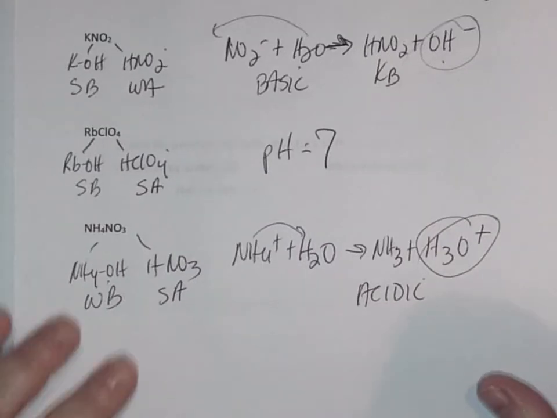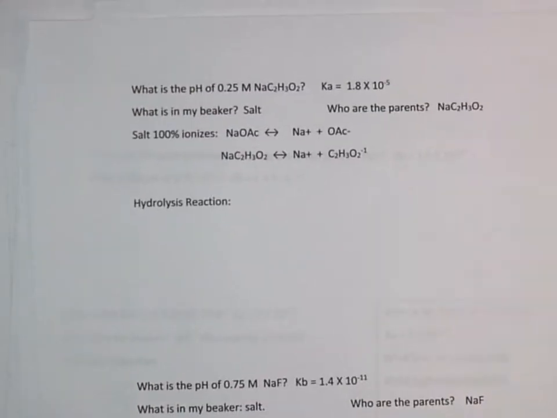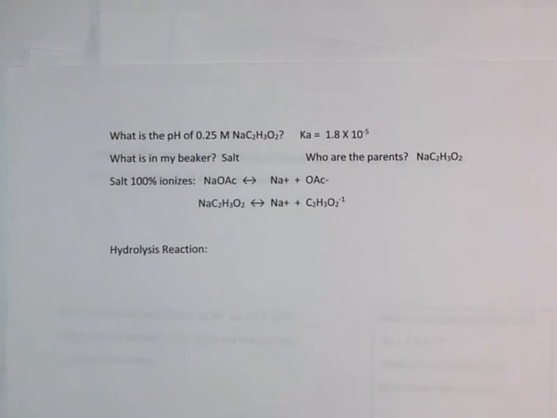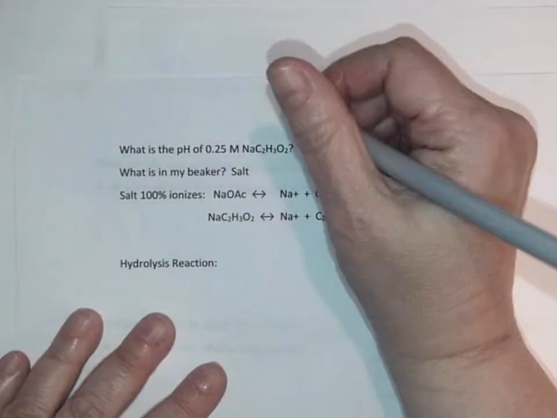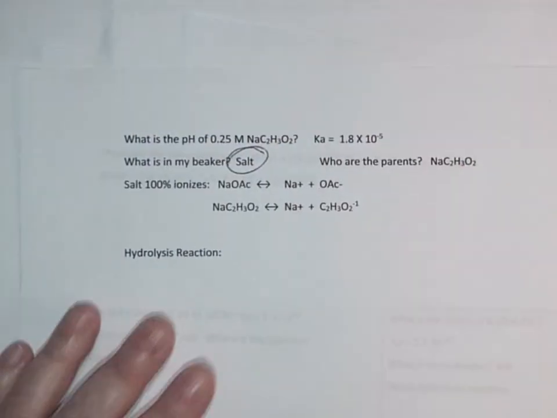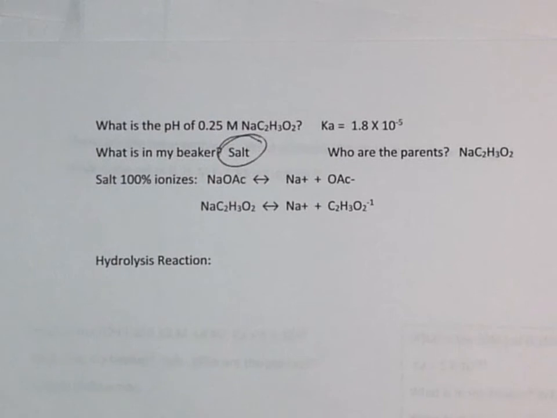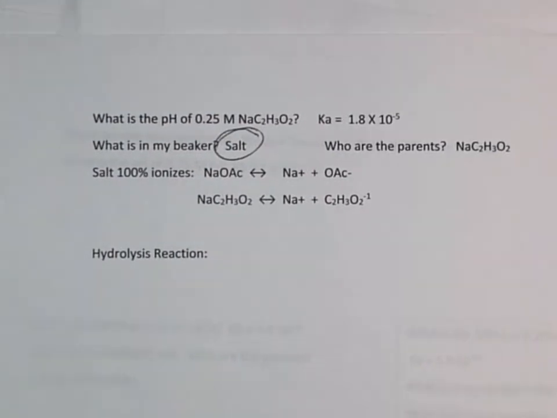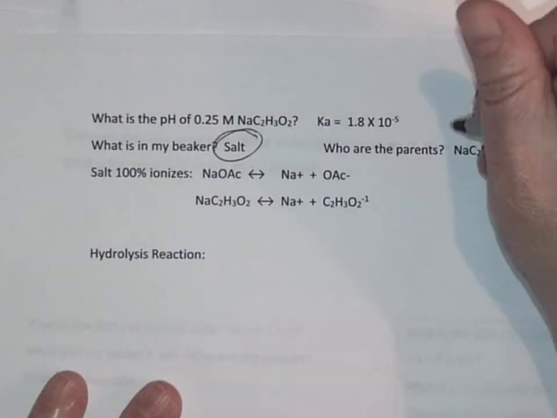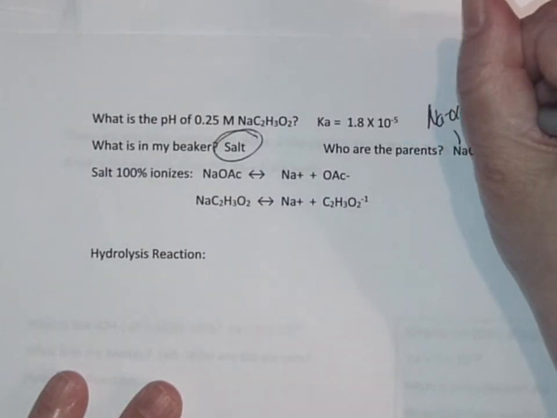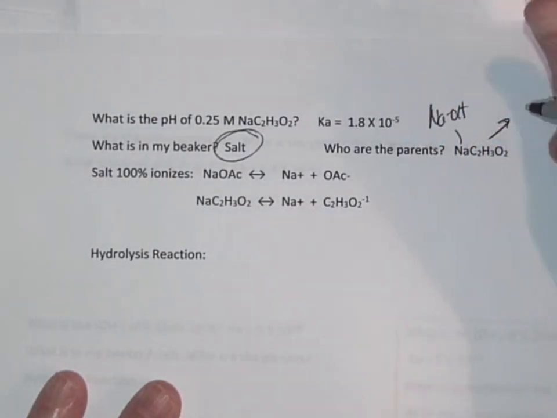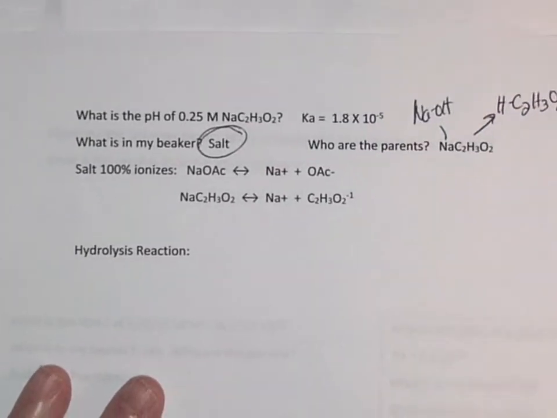All right, let's actually solve some pH questions about salts. So let's take a look at the first one. The first thing I have to recognize is that there's a salt in my beaker, because you always are saying, what is in my beaker? Well, that's a salt. So because it's a salt, I have to know who the parents are. I have to see which of these are going to undergo any type of hydrolysis.